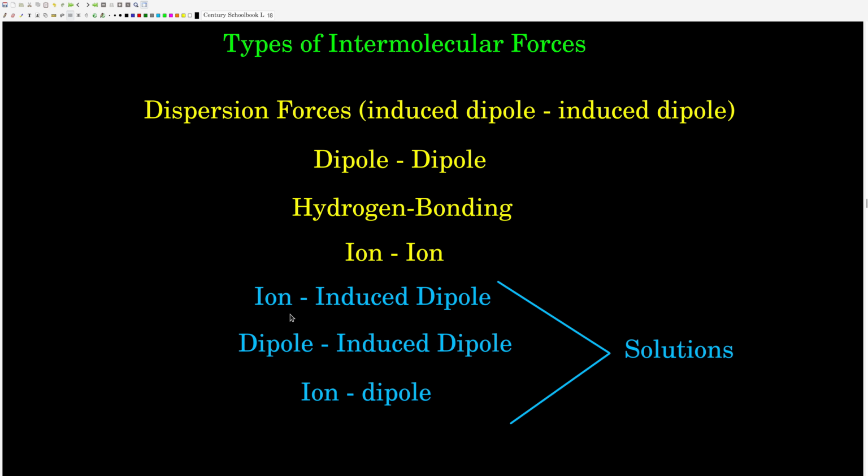And in a solution, some of the combinations that we see are the interactions between an ion and an induced dipole. This might be an example of putting an ionic compound in a nonpolar solvent, like say hexane or something. Or dipole-induced dipole, so it might have a polar solute in a nonpolar solvent, or vice versa. Or maybe an ion-dipole interaction, an ionic compound dissolved in a polar solvent. The relative strengths of these interactions are one factor in determining whether or not something will actually dissolve.